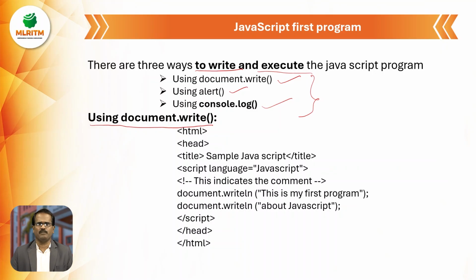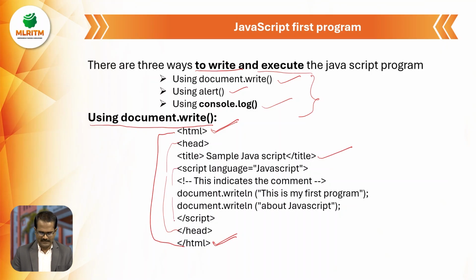This is a simple example program. Here we see, first we are writing HTML. Here you observe we are writing HTML: open HTML and close HTML. In the head part, I included the entire JavaScript tag. In the head part, I wrote the title, which gives the title of the web page: sample JavaScript. Next, this is the script tag.